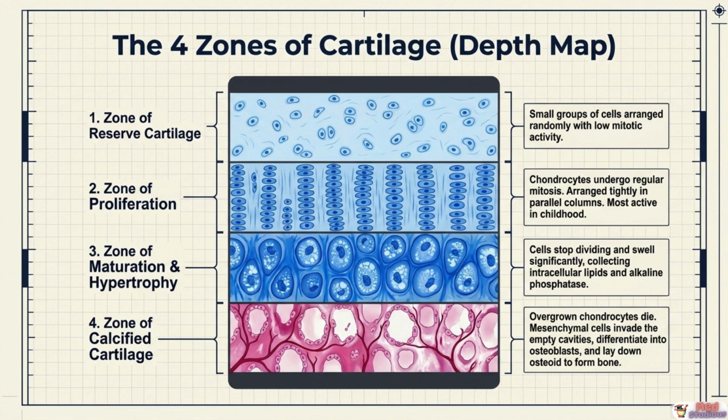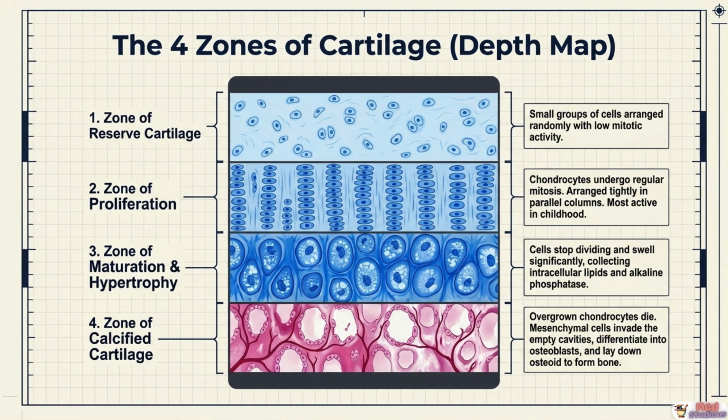Inside the epiphyseal plate, there is extraordinary microscopic organization. The chondrocytes are not randomly distributed. They are arranged into 4 distinct, color-coded functional zones, each representing a sequential stage in the life cycle of a cartilage cell. Understanding these zones is essential for both histology practicals and clinical reasoning.